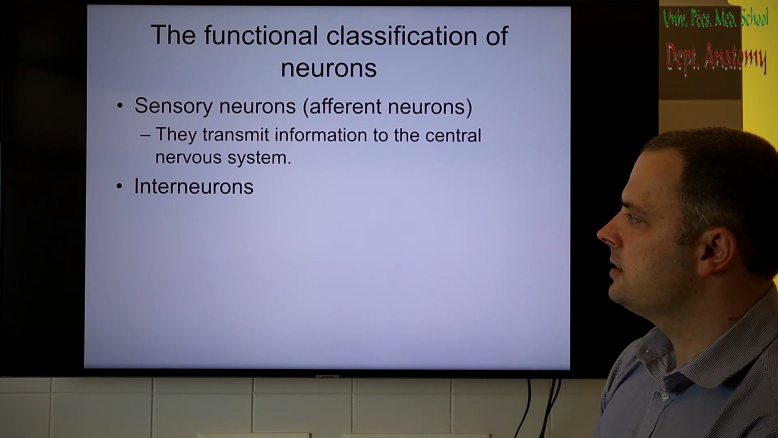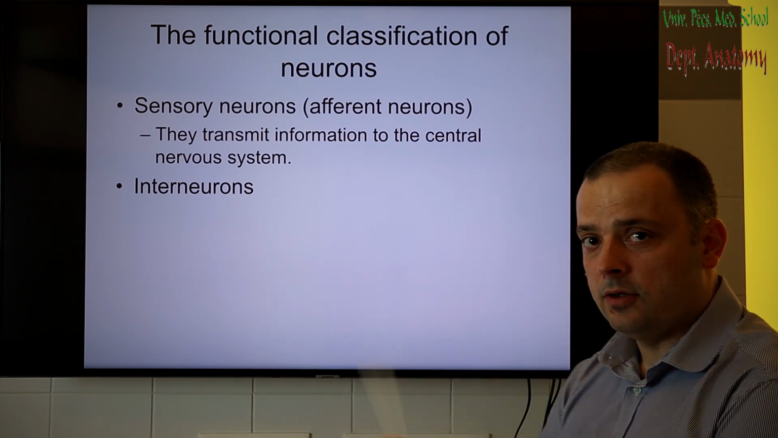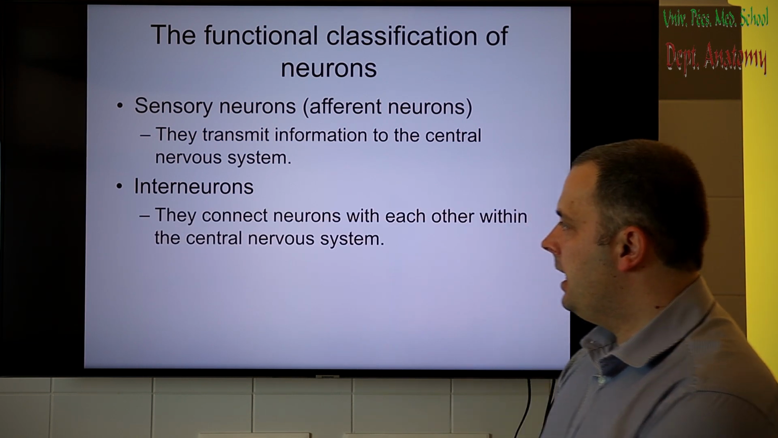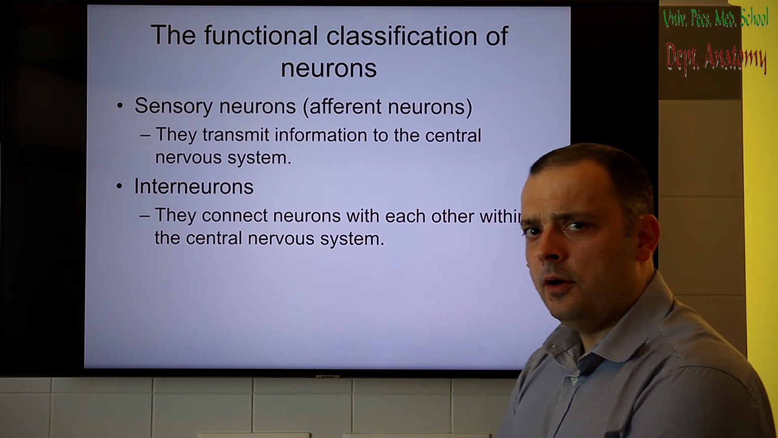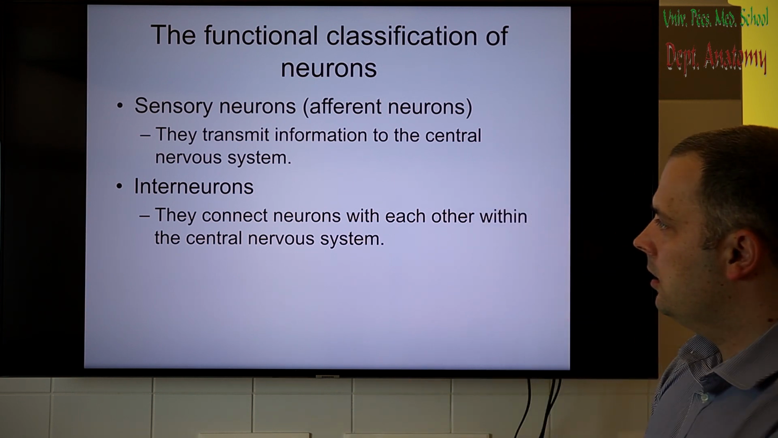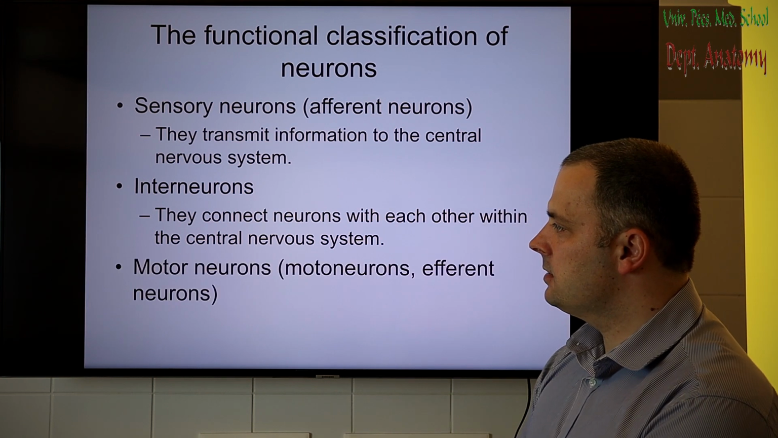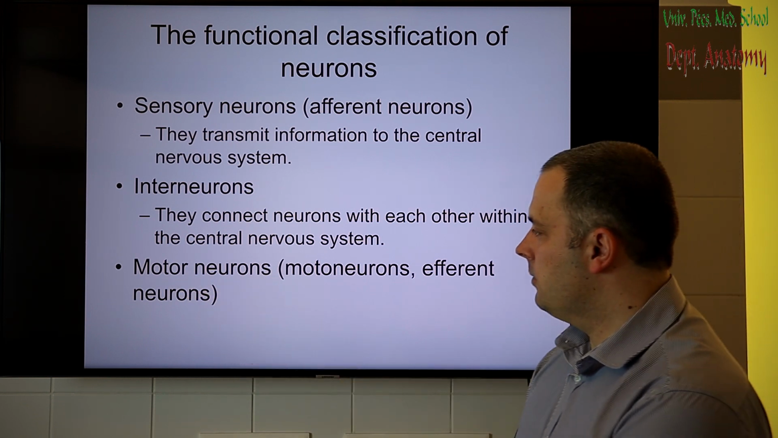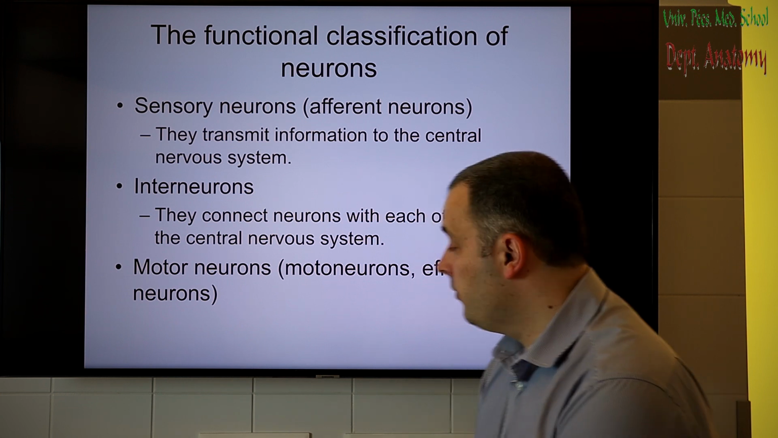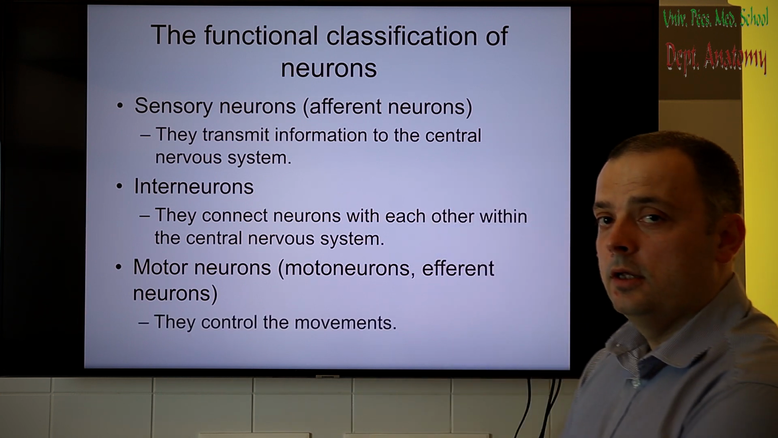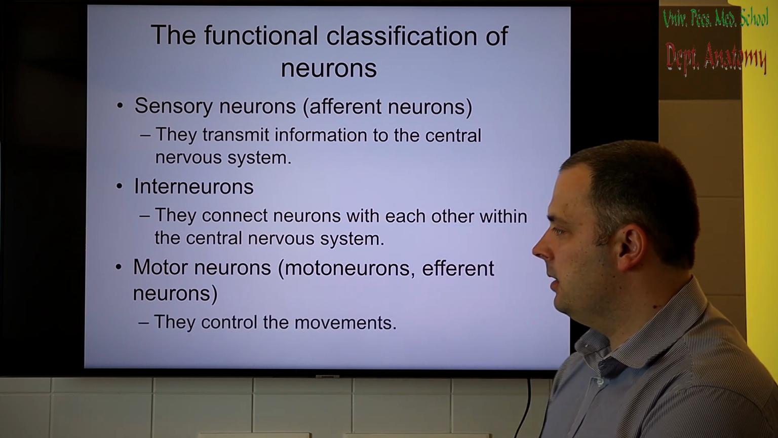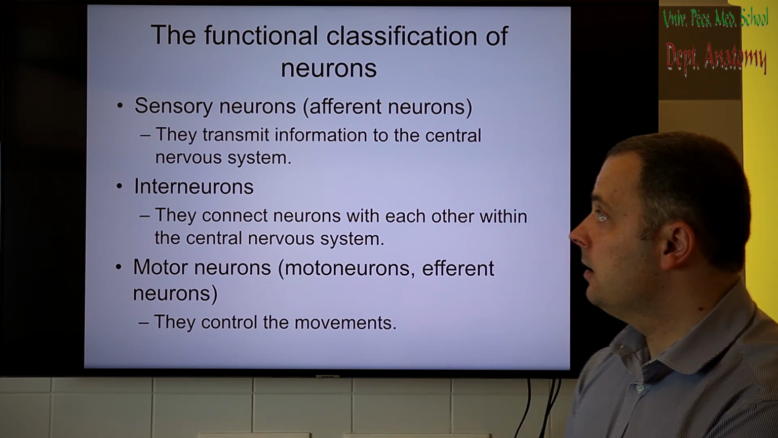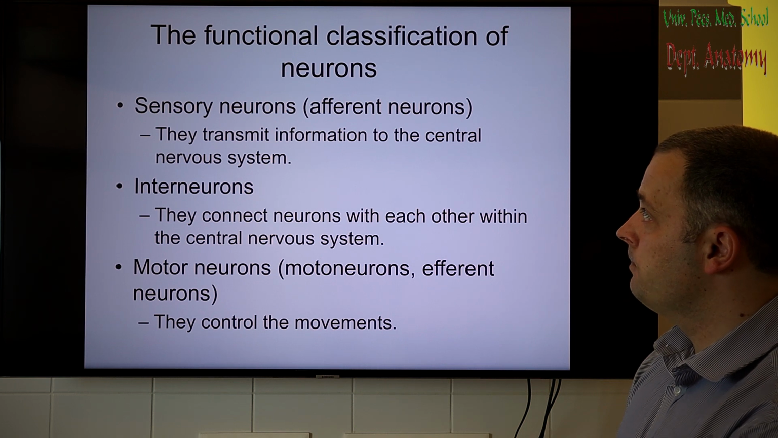They transmit the information towards the higher order centers of the central nervous system. In the central nervous system we have interneurons. They connect different cells with each other, and they allow the communication inside the central nervous system. And finally, we have motor neurons. They are responsible for performing functions to control the movements, for example, but they also may control some autonomic functions, as you will see soon.